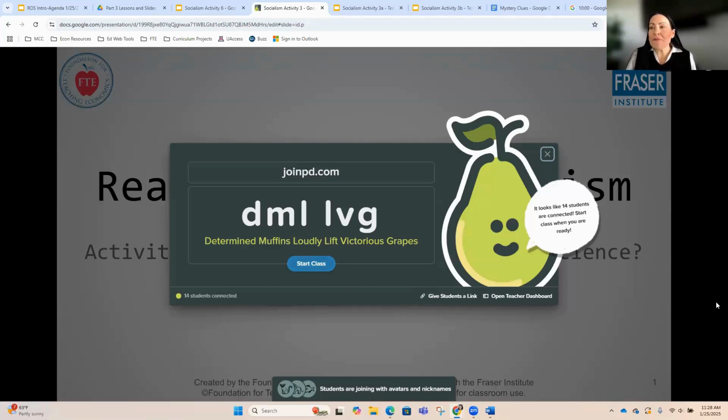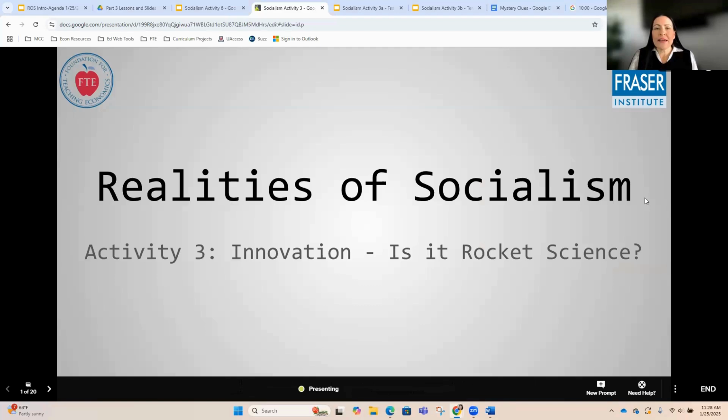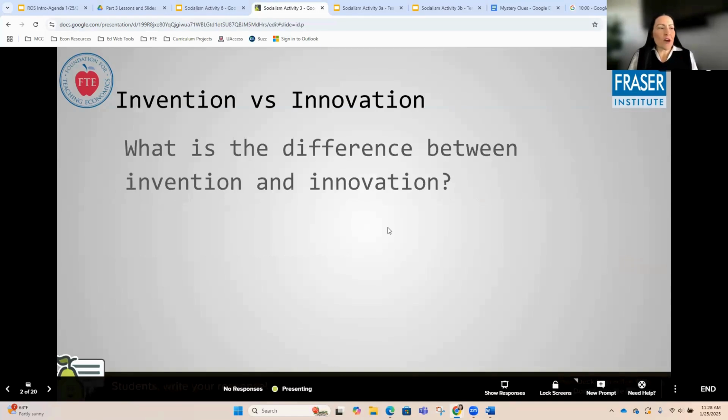So go ahead again, go to joinpd.com and enter the code you see on the screen. I'm going to go ahead and enter it into our group chat. There we go. As you're getting connected, if you need that code, it's in the top corner of the screen, and it's also in the Zoom chat, joinpd.com.